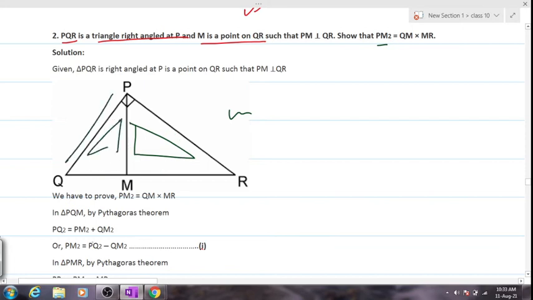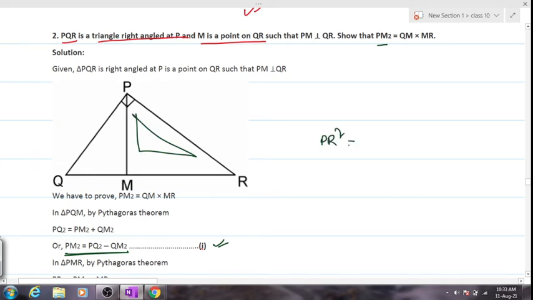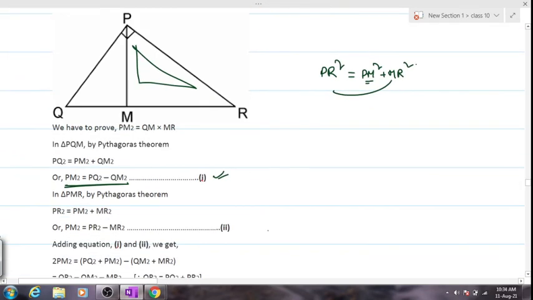For this triangle, can anybody tell me what is the formula? PQ square will be equal to PM square plus QM square. Is there a problem in this one? So can we make PM the subject here? This will go out there. We'll name this equation 1. Now can anybody tell me what will be equation 2 from this triangle? PR square will be equal to, very good. Here what will we make the subject? PM again? Yes, sir. This will go out there, this will become equation 2.